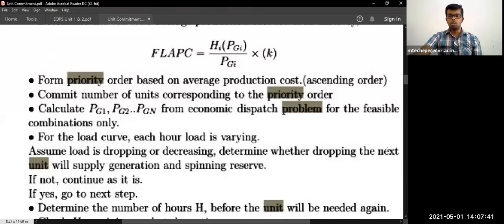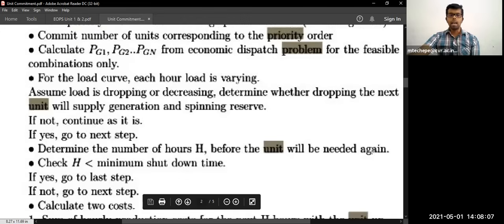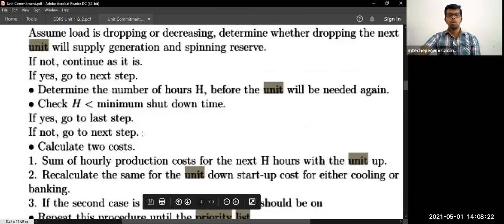Determine whether, with the load dropping, the next unit will supply generation as well as the spinning reserve. If not, continue as it is. If yes, go to the next step. Next, determine the number of hours H before the unit will be added again. Check whether capital H is less than the minimum shutdown time. If yes, go to the last step. If not, go to the next step.